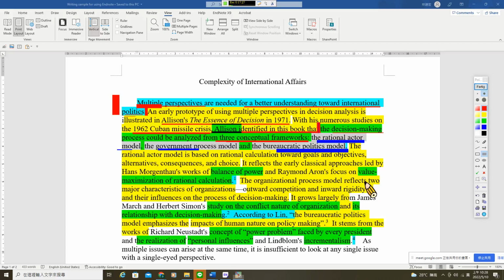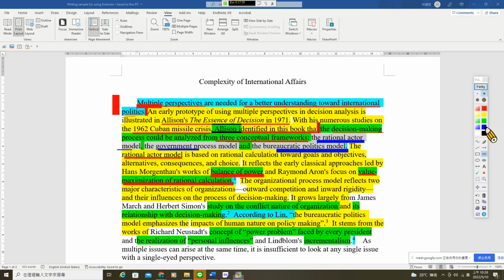So let's talk about the first one. The rational actor model is based on rational calculation towards goals and objectives, alternative consequences, and choice. It reflects the early classical approach laid by Hans Morgenthau's work on the balance of power. Well, this is a huge book. And Raymond Aron's focus on value maximization or rational calculation.